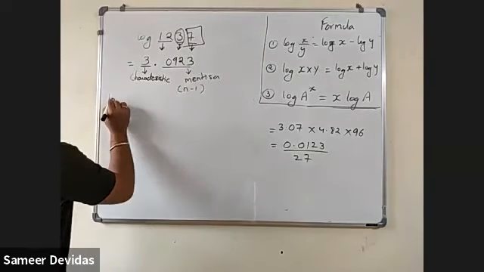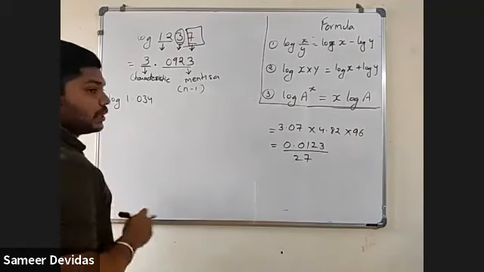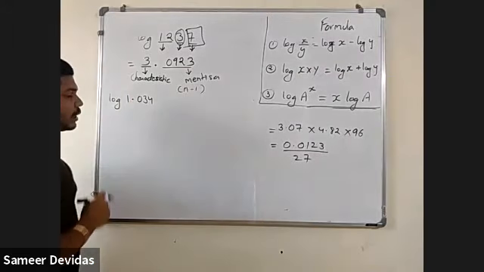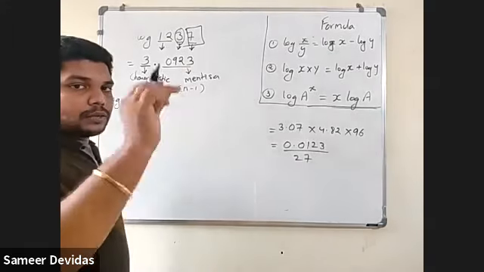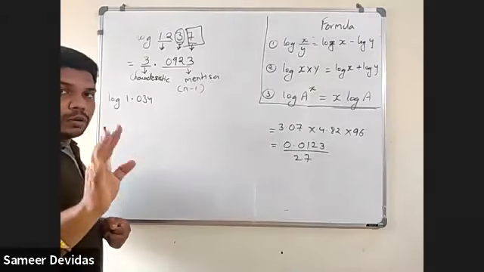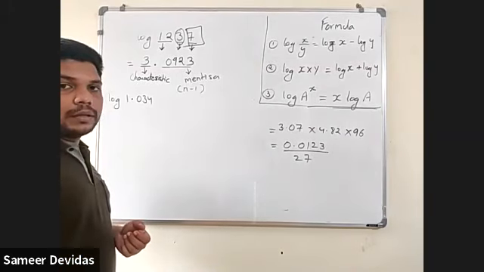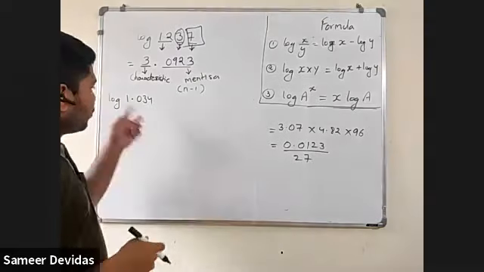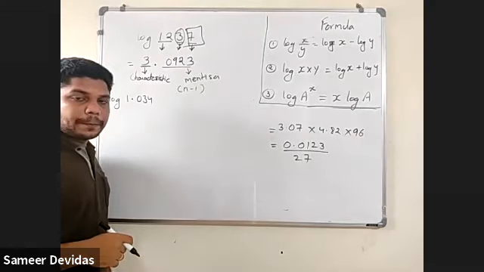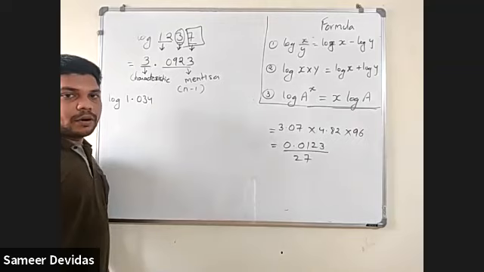Now first we'll take log 1.034. This number is there. I told you earlier to count the total number of digits, but now you have to count the number of digits before the decimal. So how many numbers are there before the decimal, students? 1. So tell me, the answer is what? 0.